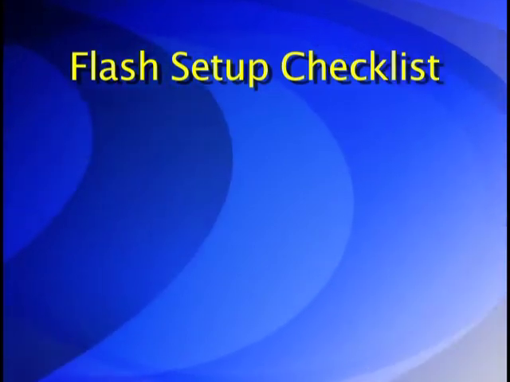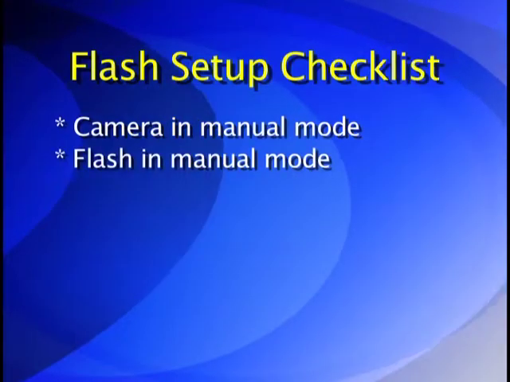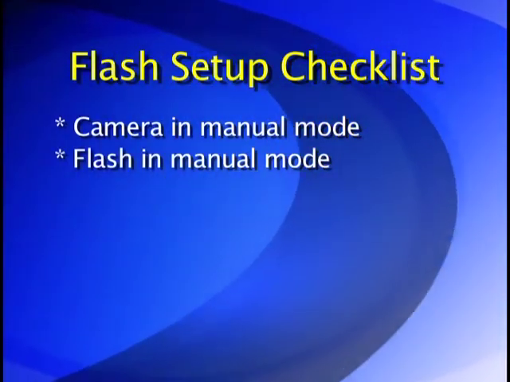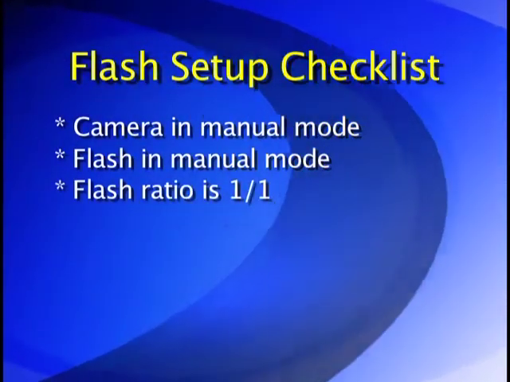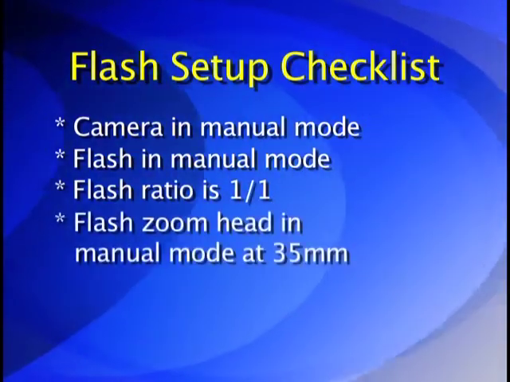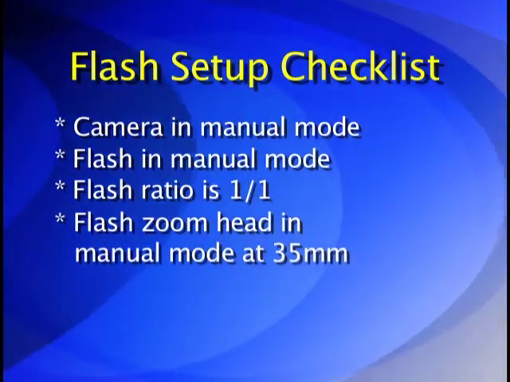So I want to run through your checklist one more time. Remember that we're going to start with our camera in manual mode. We're also going to have our flash set to manual mode. But in addition, we want to make sure that the ratio setting on our flash is set at 1:1, and we want to make sure that the zoom head position on the flash is in manual mode at 35 millimeters. If we've done this with the Canon 580EX and the Nikon SB800s and SB900s, the guide number is going to be 110 for our purposes.